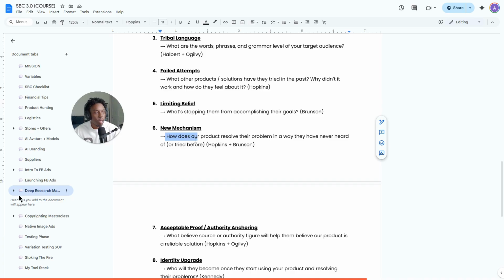So, new mechanism. How does our product resolve their problem in a way they never heard of or tried before? This will really be beneficial. Now, not everyone will be able to address this new mechanism, and that's okay. That doesn't mean you have to give up and start all over from scratch. But for those of you that do have this opportunity, this is going to help a lot. So obviously, if you've been trying to put on muscle for so long and you've been trying to drink protein shakes to do that, and I come around and say, hey, no, you should actually try peptides. Peptides are a whole different way of building muscle that doesn't require you to drink protein shakes.